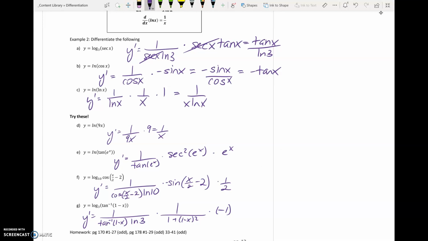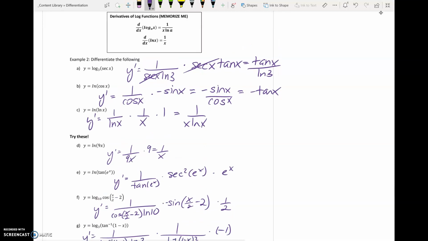For f, when we have a log on the outside, so that's the first function we're going to differentiate. That's 1 over whatever's on the inside of our log, which is this, and then multiply it by ln, and then our a value in this case is 10, our base is 10. The next part is we're going to differentiate this cos. So the derivative of cos is negative sine, and then you leave the inside alone. Then take the derivative of x over 2 minus 2. This is also 1/2 x. So when you take the derivative of 1/2 x, it's just a half. Derivative of 2 is just 0.